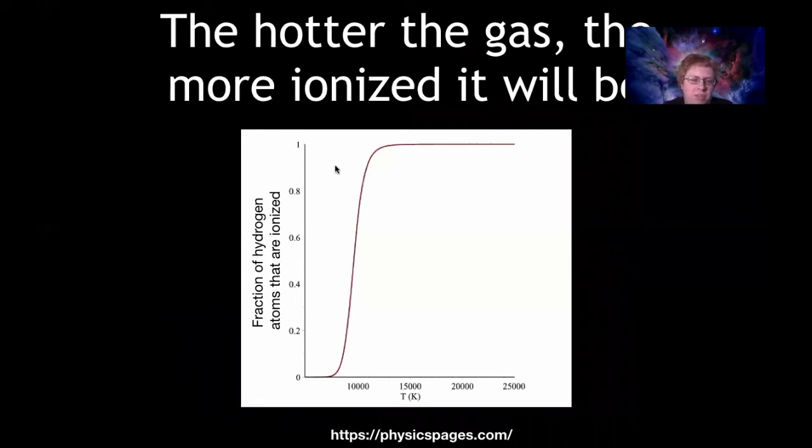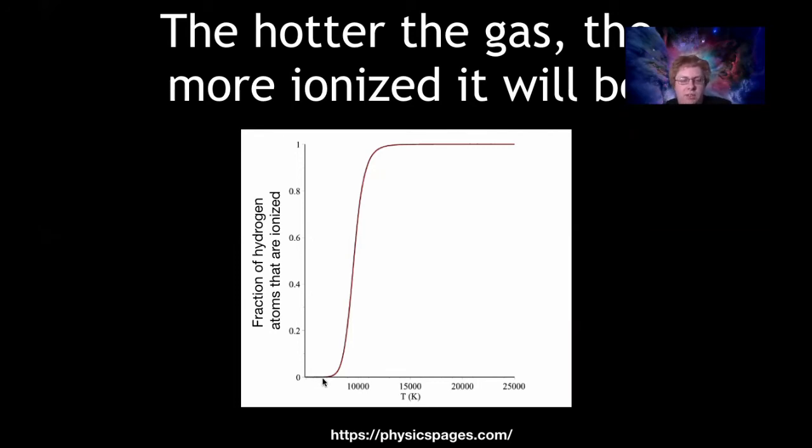So this is a graph that shows in a gas made of hydrogen, what fraction of the atoms are ionized at different temperatures. So the y-axis is showing what fraction of atoms are ionized, and it goes from 0 to 1. So 1 means every single atom of hydrogen is ionized. There are no atoms of hydrogen that have both a proton and an electron. They're all split apart and they're all separated. And 0 means they're all in atom form. They don't have any that are ions. They're all together.